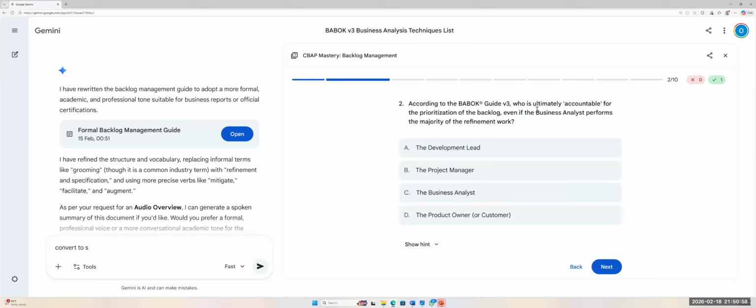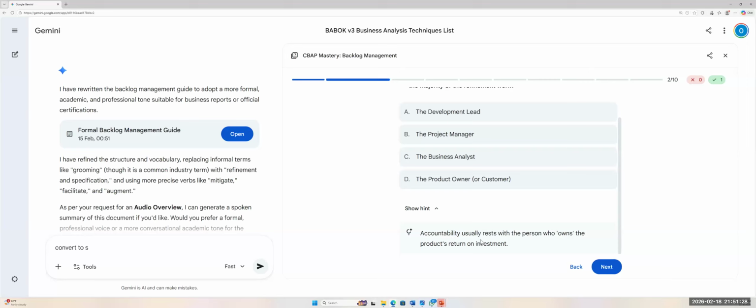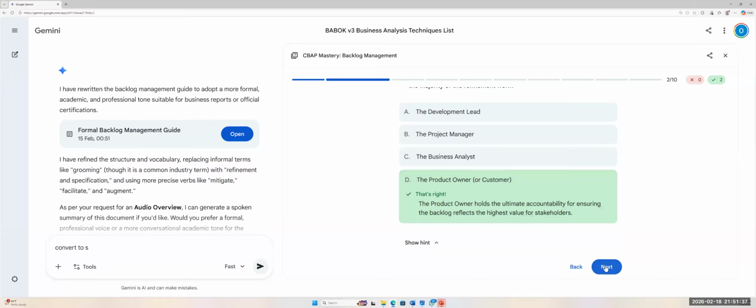According to the BABOK Guide version 3, who is ultimately accountable for prioritization of backlog, even if the business analyst performs the majority of the refinement work? Question number 2. D. Everybody's voting for D. All right, D. Okay. Accountability usually rests with the person who owns the product, return, and investment. Of course, that should be the product owner. All right.